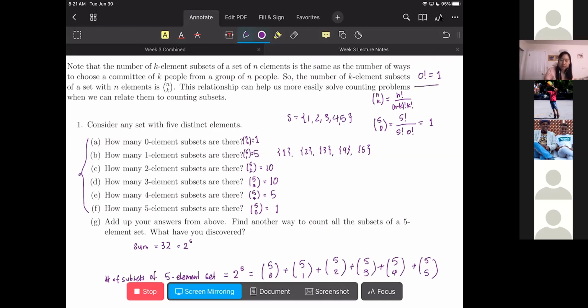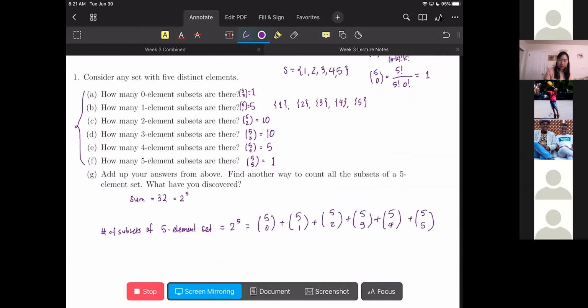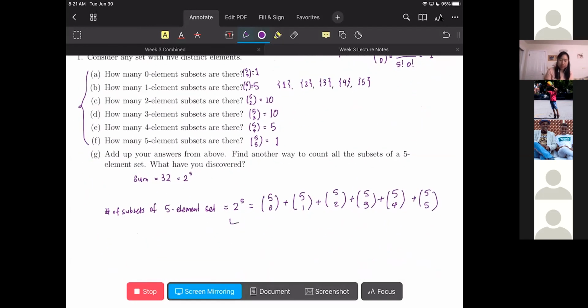So this is kind of special. Basically, it's nice if we can refer to 0 factorial as 1. So going back here, we've found this interesting identity for 5. So 2 to the 5th equals 5 choose 0 plus 5 choose 1 plus 5 choose 2 all the way to 5 choose 5. And so we can even generalize this.